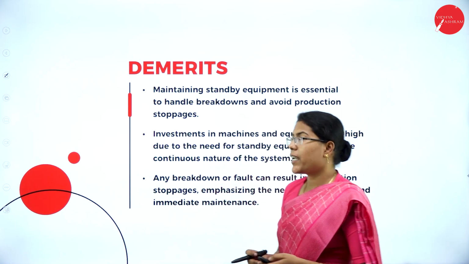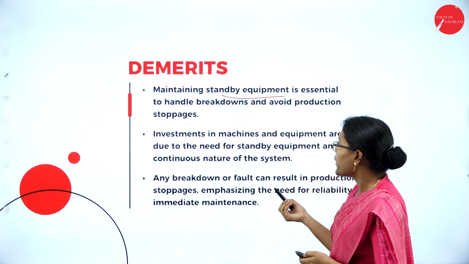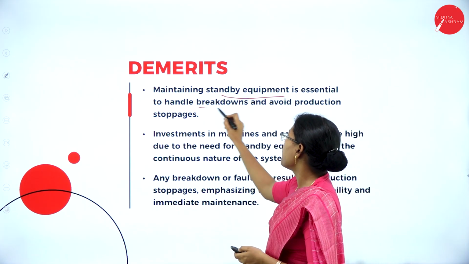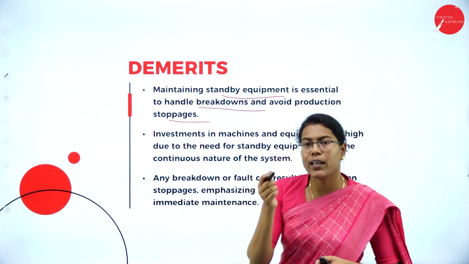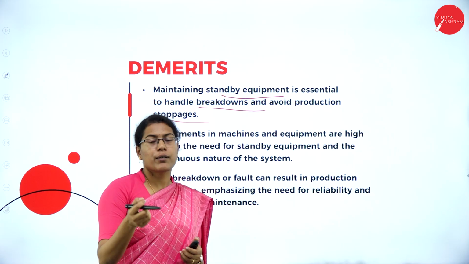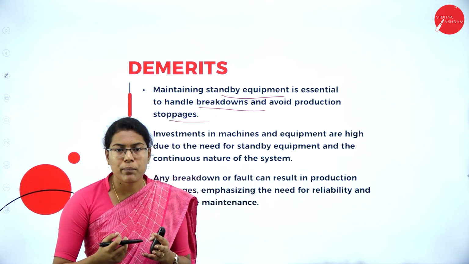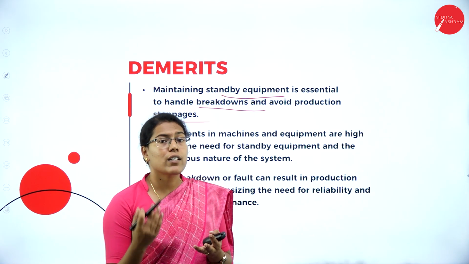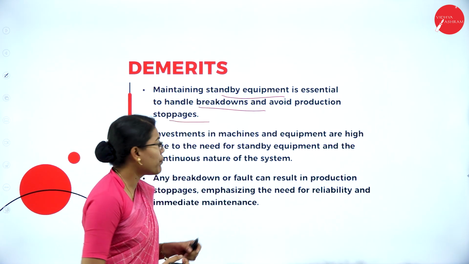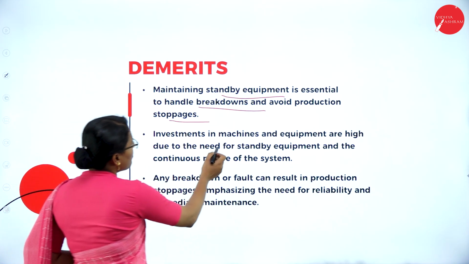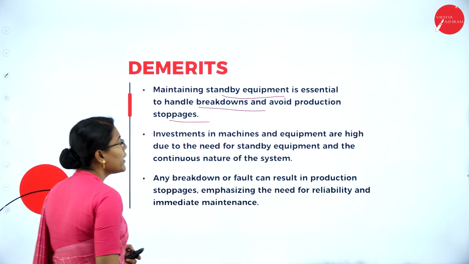One more disadvantage is that it requires maintenance of standby equipment, to handle sudden breakdowns and avoid production stoppages, as any disturbance in one stage of the production process disturbs the entire process. So, it requires immediate prevention or correction. If that is not possible, there is a need to keep one standby equipment. Then, investments in machines and equipment are high due to the need for standby equipment.